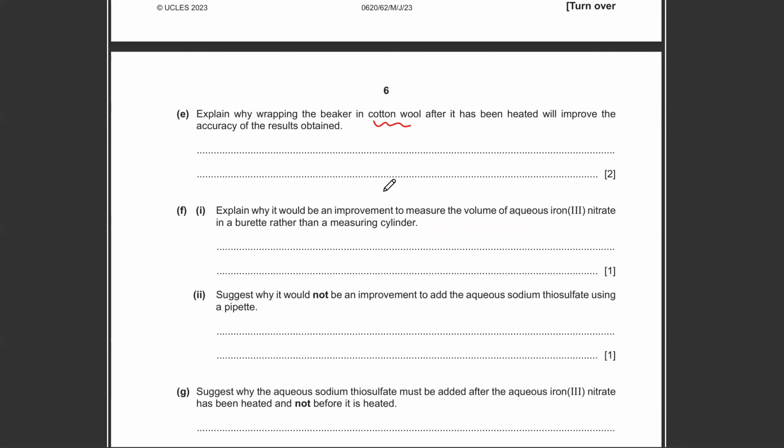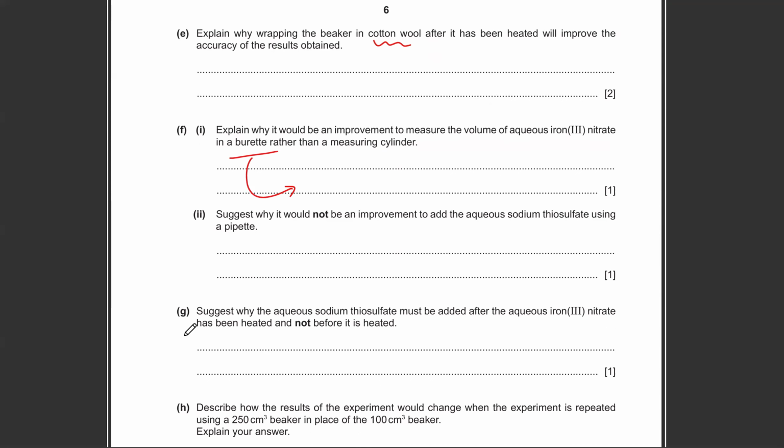Explain why it would be an improvement to measure the volume of aqueous iron 3 nitrate in a burette rather than a measuring cylinder. Why is that an improvement? Because the burette is more accurate than the measuring cylinder. That's it. It's more accurate.